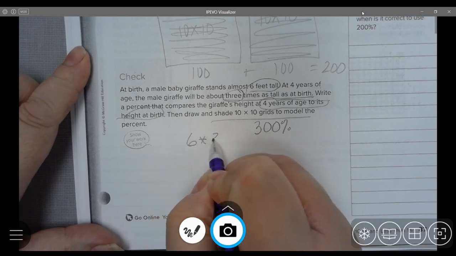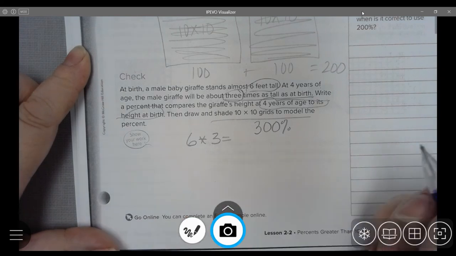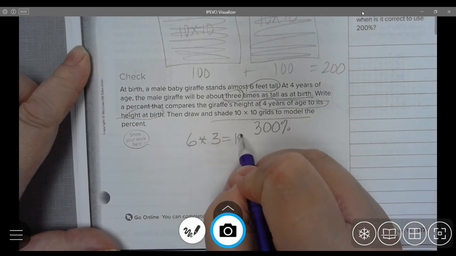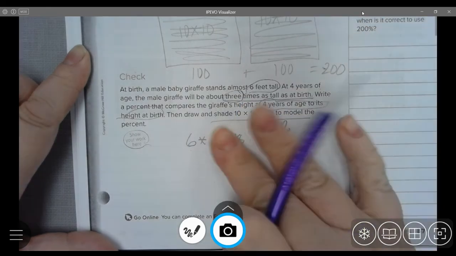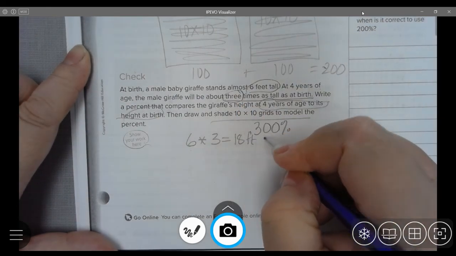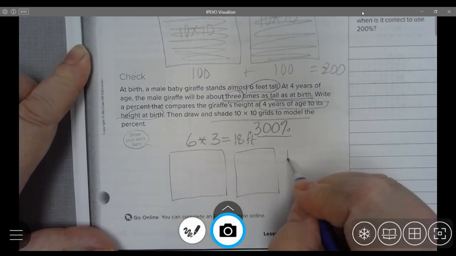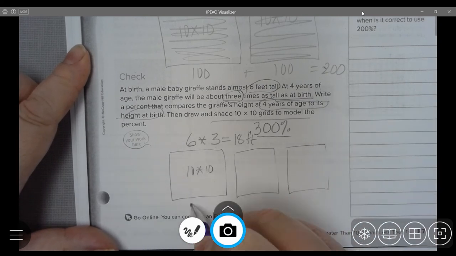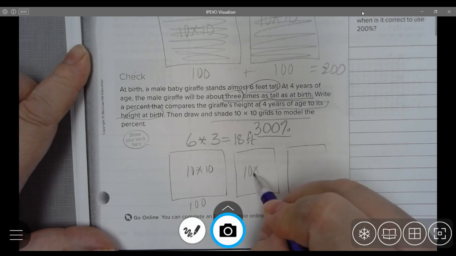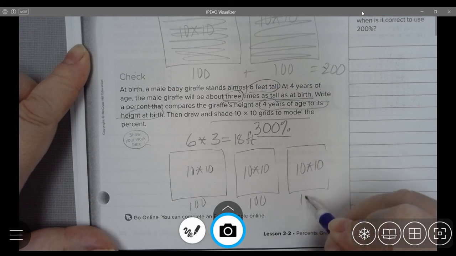So 6 times 3, it starts at birth at 6 feet. It's 3 times as much. And so it would be 300%. It would be 18 feet tall. 18 feet tall. 300%. And then we would draw 3 10 by 10 grids. So it's 3 times as much. This is 10 by 10, 100 squares. 10 by 10, 100 squares. 10 by 10, 100 squares.